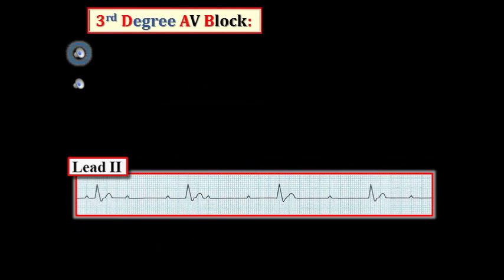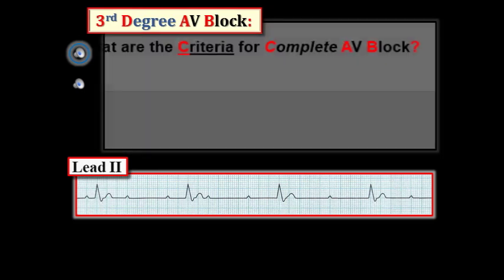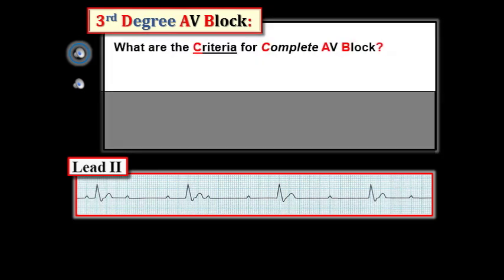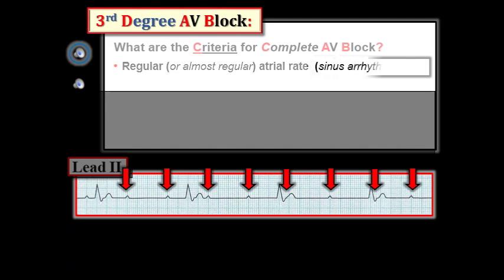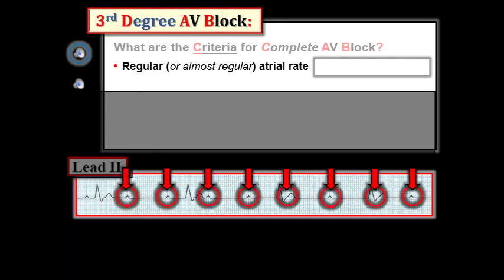What then are the criteria for complete AV block? First, there should be a regular, or at least almost regular, atrial rate. I say almost regular because there may be slight variation in the P to P interval due to underlying sinus arrhythmia. But all P waves should look the same, and there should not be great variation in the P to P interval, which distinguishes complete AV block from blocked PACs or sinus pauses.